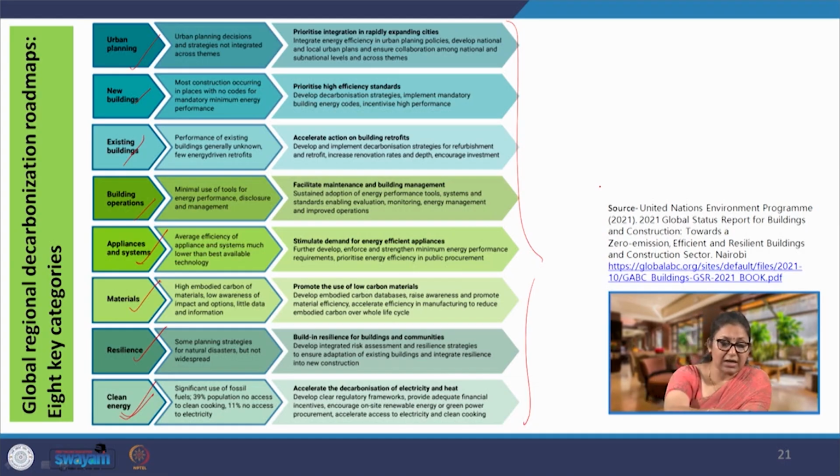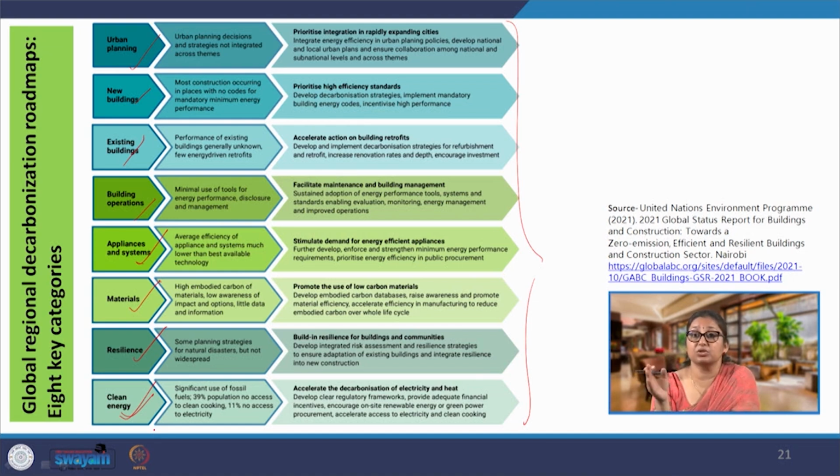Similarly, we have to act on all of these. For example, if we are looking at urban planning, we have to prioritize integration in rapidly expanding cities. We are talking about transportation, densities, and the expansion, the horizontal as well as vertical expansion of the city, and each of these policies has a direct impact on almost the entire life cycle of a building. So, if we have to reach net zero emission, we have to prioritize integration in rapidly expanding cities. We have to prioritize high efficiency standards.